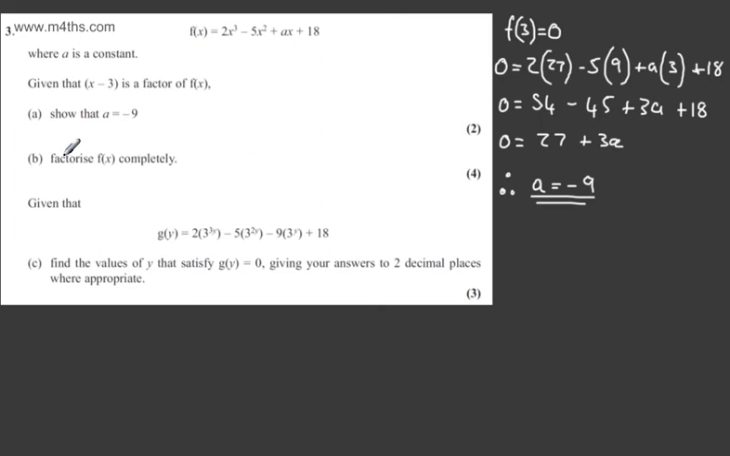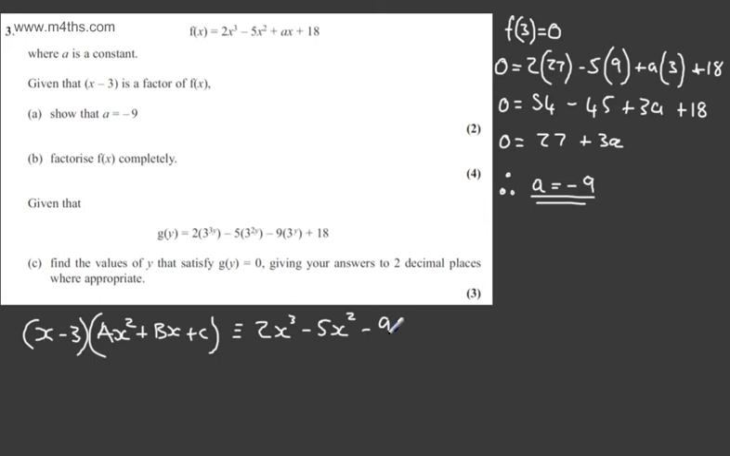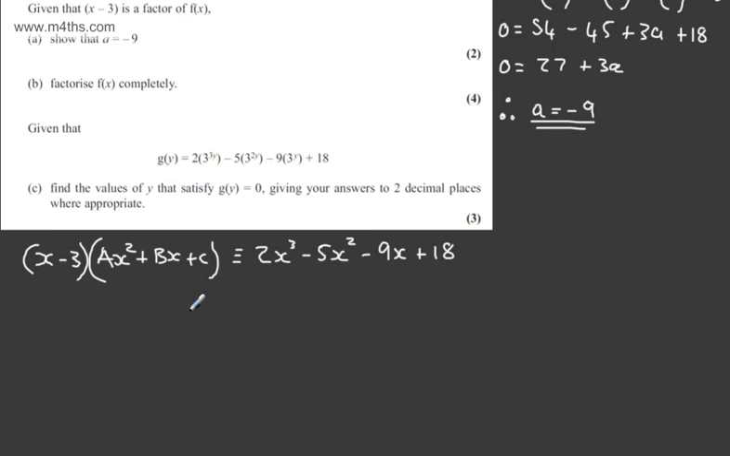In part B, we're asked to factorise f(x) completely. The question carries 4 marks. At this stage, we can either equate coefficients or we can use polynomial long division. I'm going to equate coefficients and set up an identity. x − 3, which is the linear factor, multiplied by a quadratic factor of ax² + bx + c will be equal to the original function, which is 2x³ − 5x², and we now have plus ax, which we know is −9x, plus the 18. So at this stage I'm going to equate coefficients.